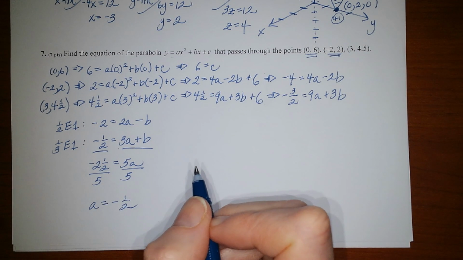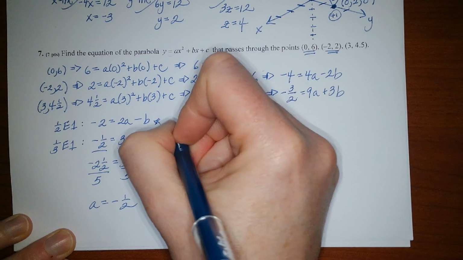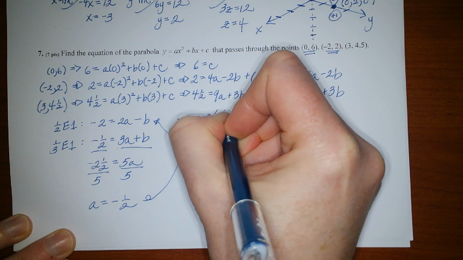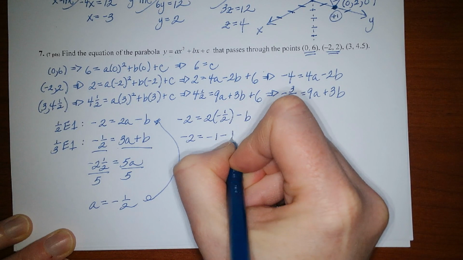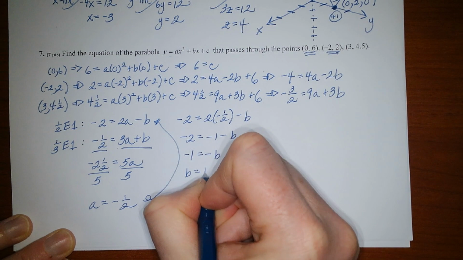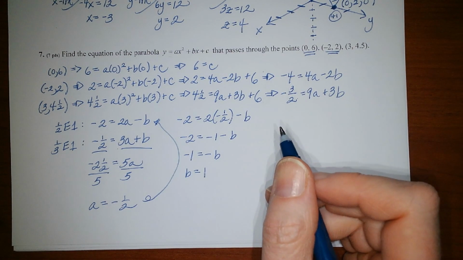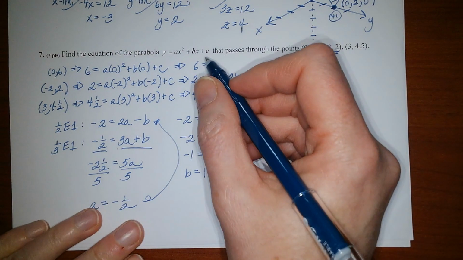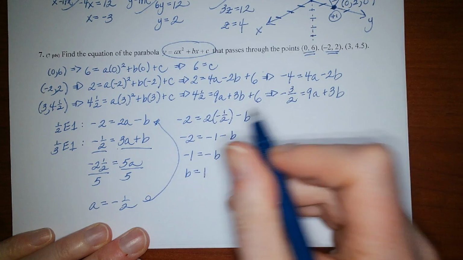All right. Once we know a, let's get b. I like this spot right there. So you'd have negative 2 equals 2 times negative 1/2 minus b. I'm going to add 1 over. So it looks like b would have been positive 1. And now let's go ahead and get c, just by back substituting. Oh no, we already knew c, haha. c is 6.